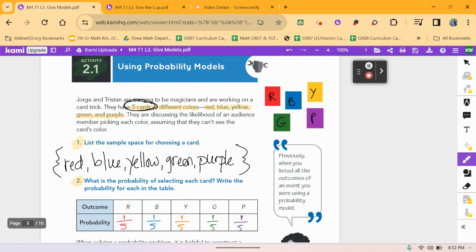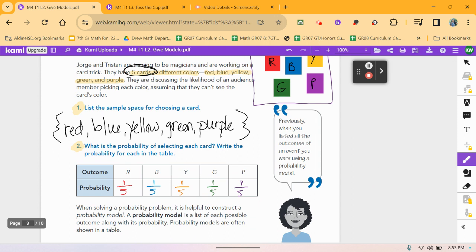Remember, the description says there are only 5 cards of different colors. And for each of those, it doesn't say a number because there's only one of those. It says a red, blue, yellow, green, and purple. And as you can see in my picture too, there is only one of each of those cards. This is the stack. So for each of those, I know the probability is 1 out of 5, or 1/5. Let's continue reading.